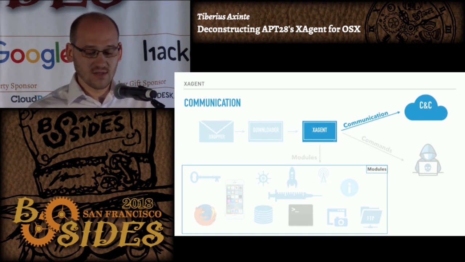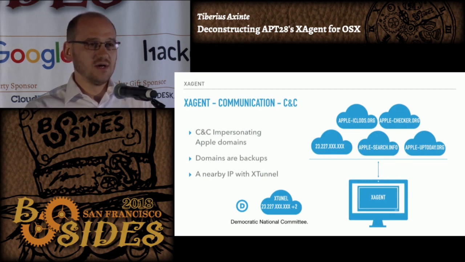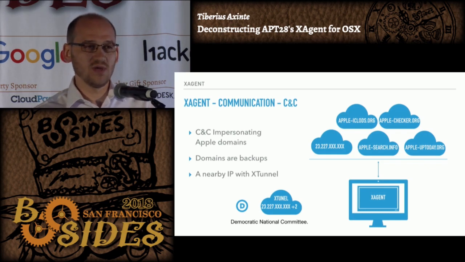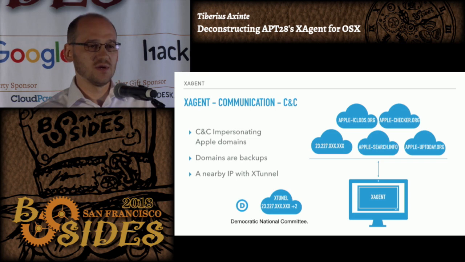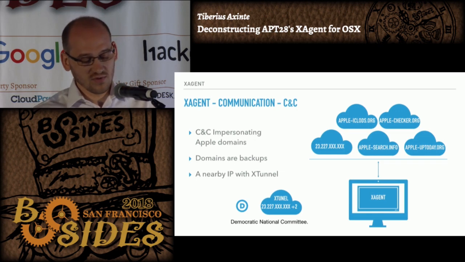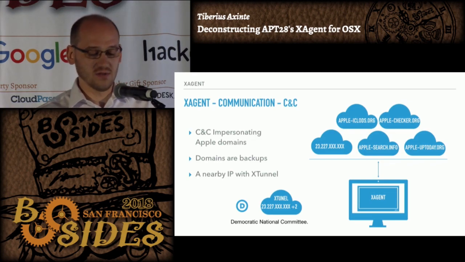First, let's take a quick look at the communication between the agent and the CNC servers. The CNC server list was hard-coded in the sample, and it consists of four domain names that try to impersonate Apple domain names and one IP address. When we analyzed the sample, the domain names were not registered and were used only as a backup, but the IP address was up and running from a host in the United States, and actually another IP address from the same network was used by the APT28 group for external payload for an attack against the Democratic National Committee.